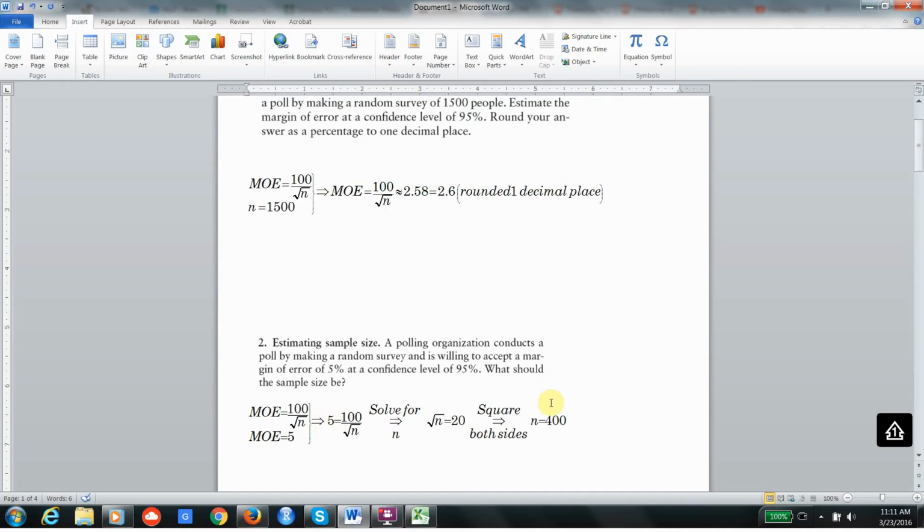And I can actually check that. Suppose I'm not sure if that's the right answer. I can just go back and substitute 400 in, take the square root. I'll get 20, divide it into 100, and I'll get 5. And this is how people do things in real life.